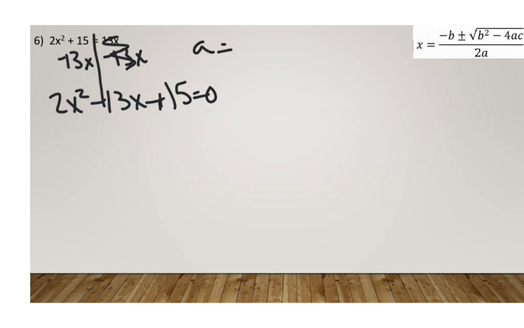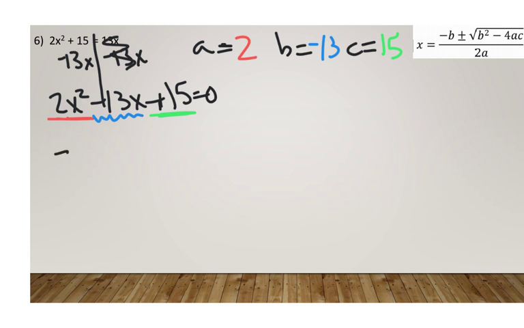So now we can name our a, we can name our b, and we can name our c. So a is in front of x squared, which is 2. B is in front of x, which is negative 13. C is our constant, which is plus 15. Okay, so we'll fill it in our formula.